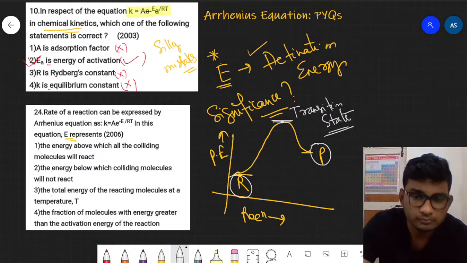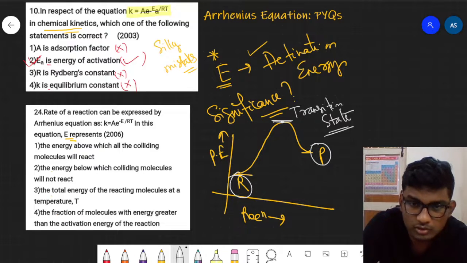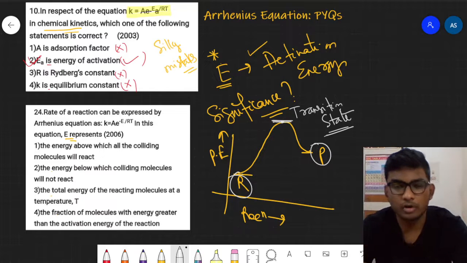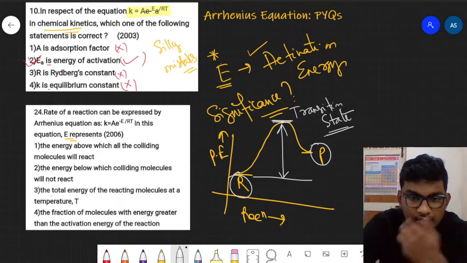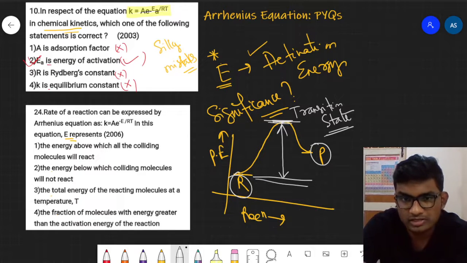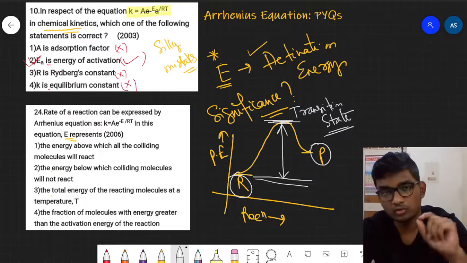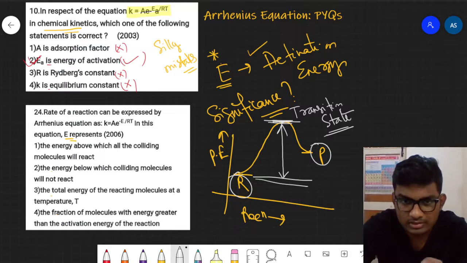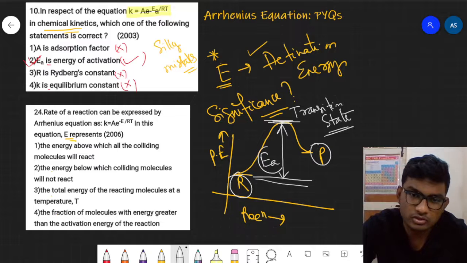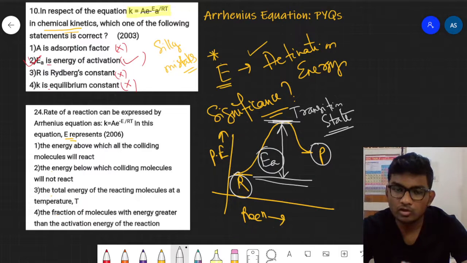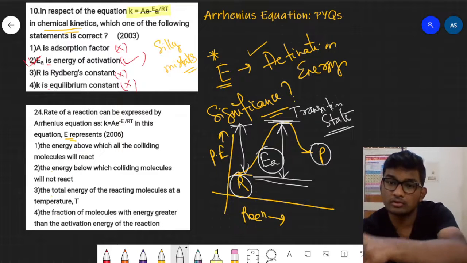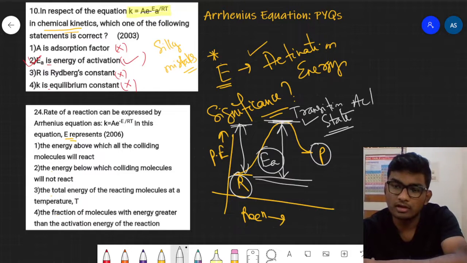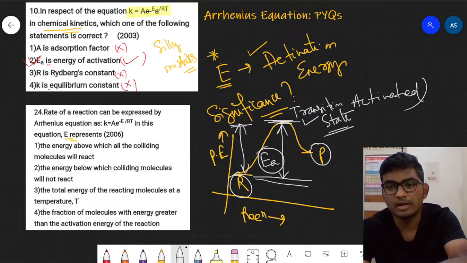So, to form the product, this much energy is needed, because see, this was the energy level of the reactant. This is the maximum energy it has to attain to form the product. So this energy gap is known as the activation energy. That means you have to increase the energy of the reactant up to this level so that it can reach the transition state, that is the activated complex here, so that it can proceed to the product.